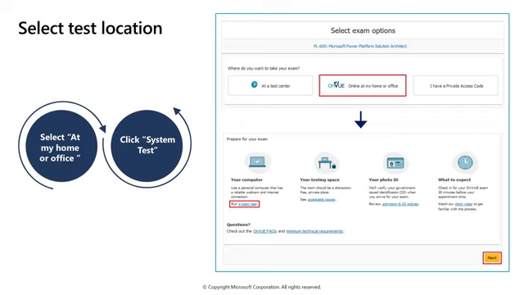With the first one, which is your computer, just make sure that everything will be okay for the day of the certification. So you just have to click on Run the System Test here. You can run it when you register, or you can run it a few days before your certification, okay?